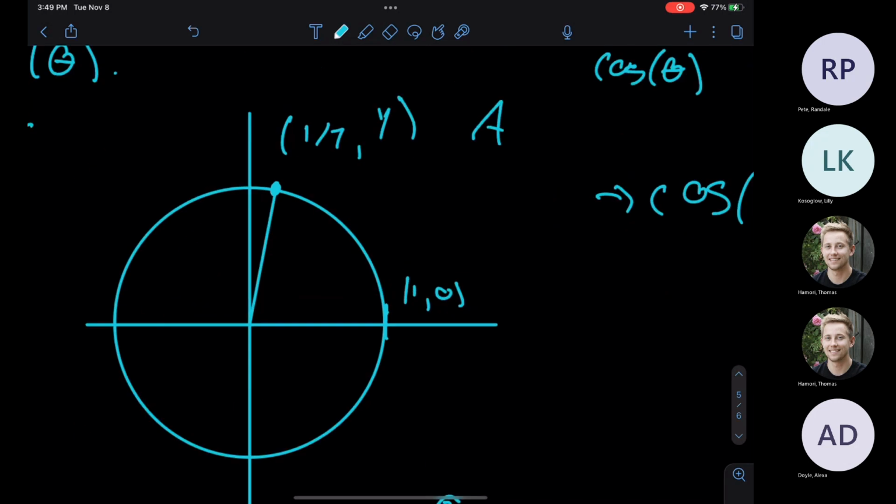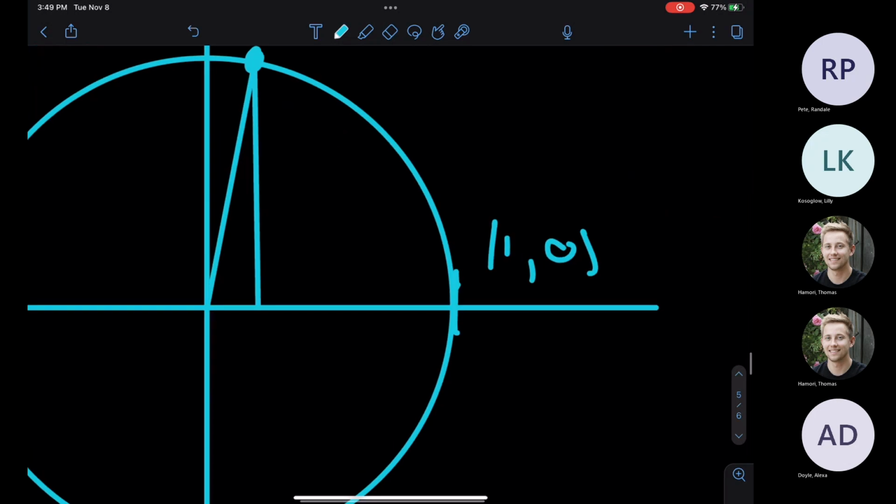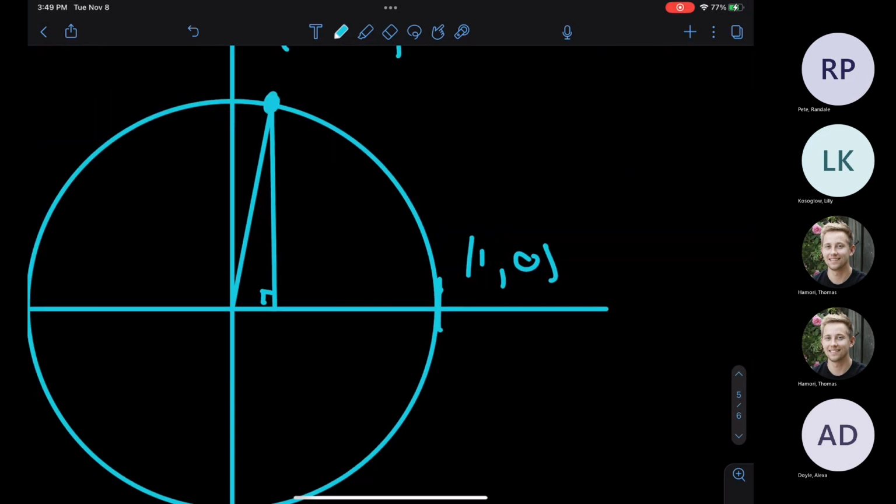How can we figure it out? Of course, by drawing a triangle. And if we draw this triangle, then what do we know? We know that this length is 1/7. This length is what we want to know, and the length which goes from the center of the circle to the outside should be what? What's the length of this segment? 1, because it's a radius.